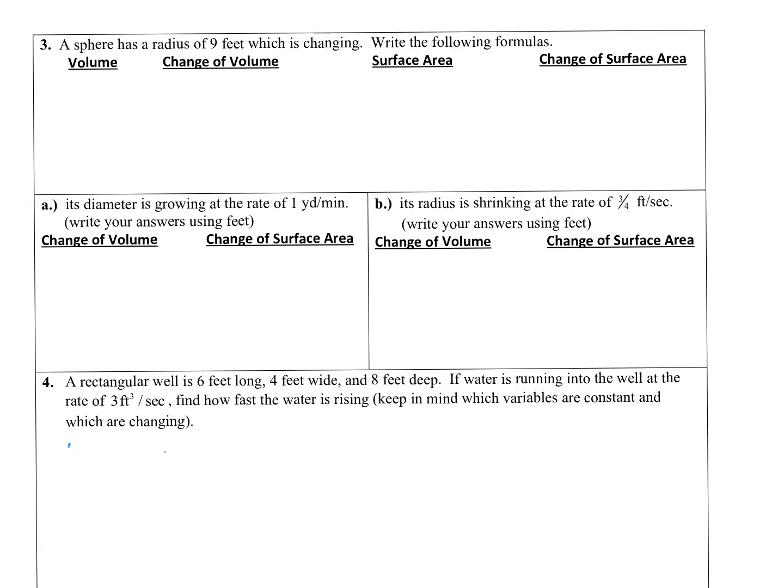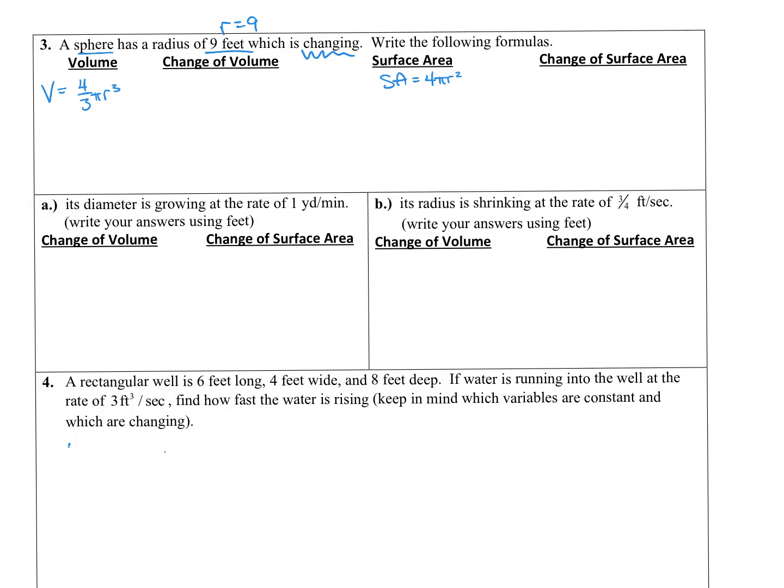Alrighty, so the sphere has a radius of 9 feet, so r equals 9, and it's changing. We would call that change dr/dt, but we don't have to worry about that right now. So they're asking for the volume formula. The volume of a sphere would be 4/3 pi r cubed, and the surface area of a sphere would be 4 pi r squared.